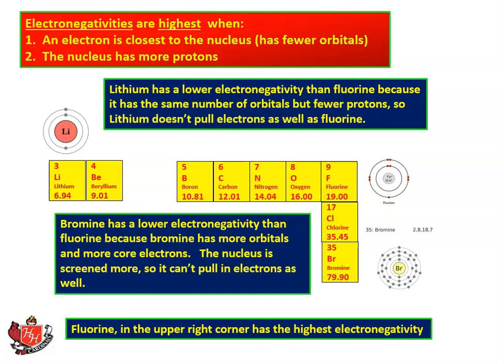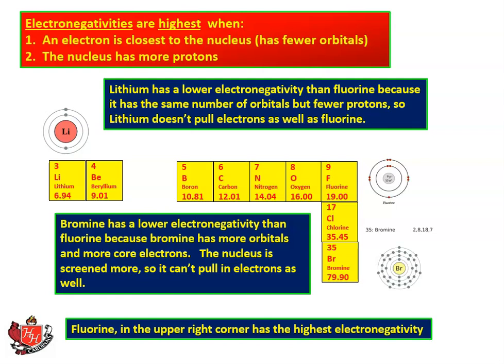Whereas bromine has 4 levels of electrons that are kind of preventing its positive charge from reaching out and grabbing an outside electron. So fluorine has a higher electronegativity. It wants to pull in an extra electron a lot more than bromine does.